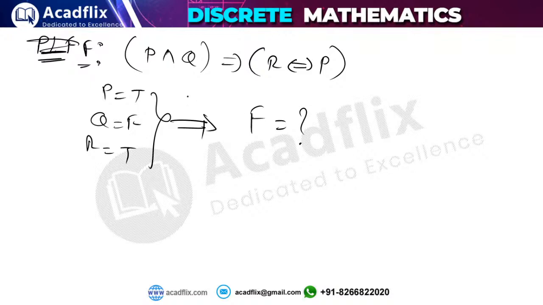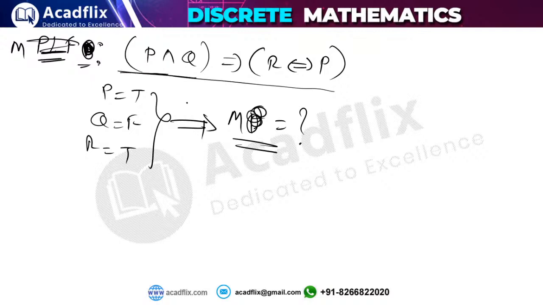Okay, I should not write F because we are using this symbol F. So maybe I can write M. This formula is M. I am denoting this formula as M. What will be the truth value of M? Tell me. Quickly try this question. You can try, and the answer will be.